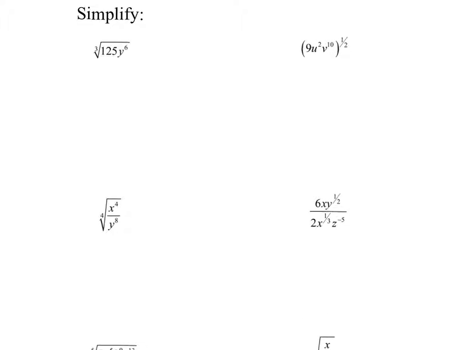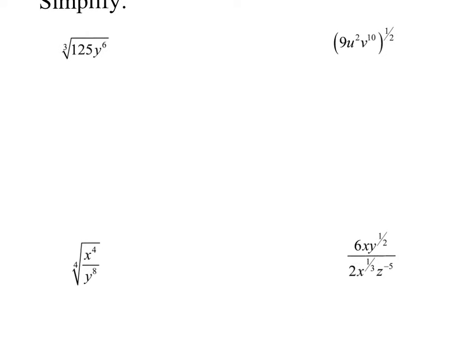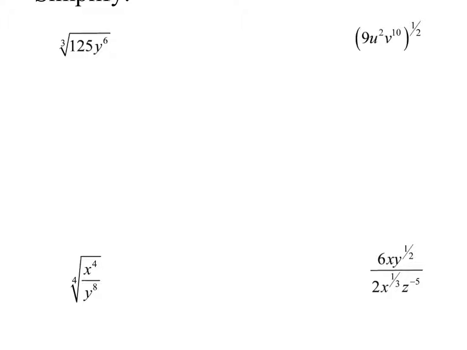Alright, now it's saying, okay, what if I don't have all those wonderful numbers? What if I've got variables in here? What am I going to do? And still the same thing, we're looking for groups of 3. Now don't forget that an exponent is a group of 3. So as I'm looking at this, I'm looking at two things.